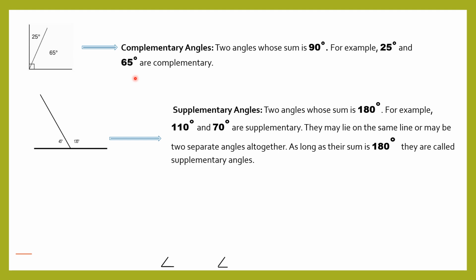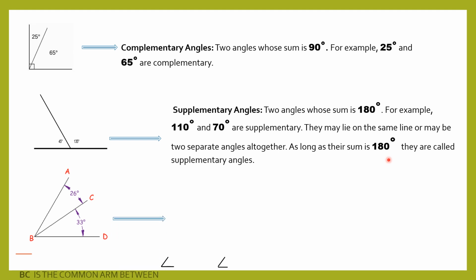Next, we have the supplementary angles. Now, these are two angles whose sum is equal to 180 degrees. For example, 110 degrees and 70 degrees. They are called supplementary angles, for when you add them, you will get 180 degrees. Now remember, they may lie on the same line or may be two separate angles altogether. As long as their sum is 180 degrees, they are called supplementary angles.